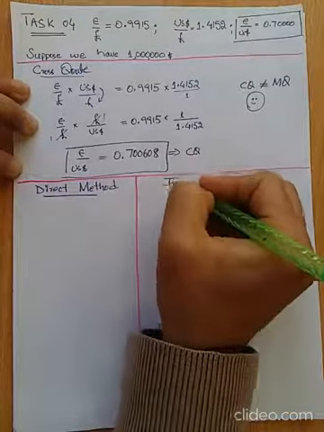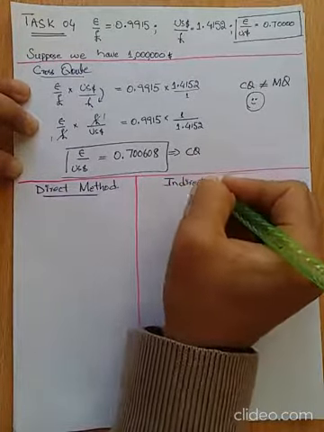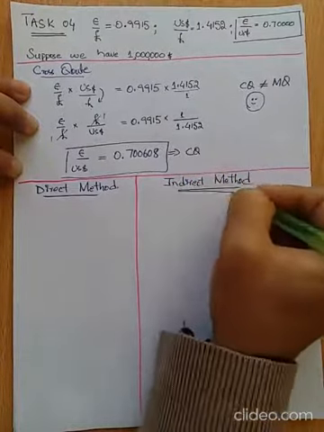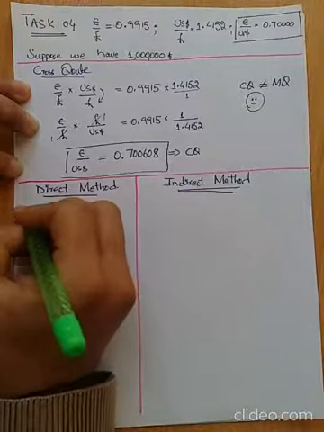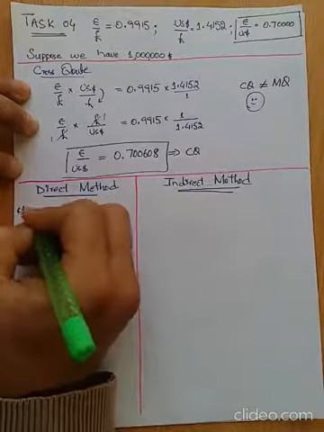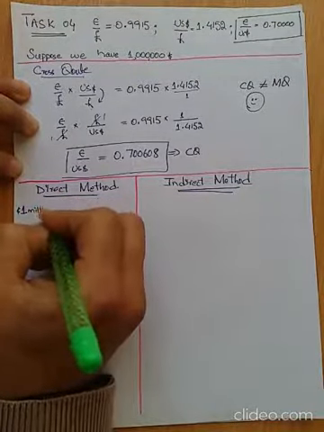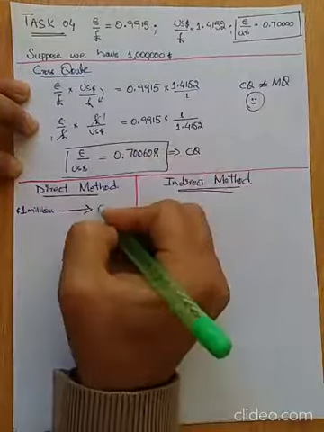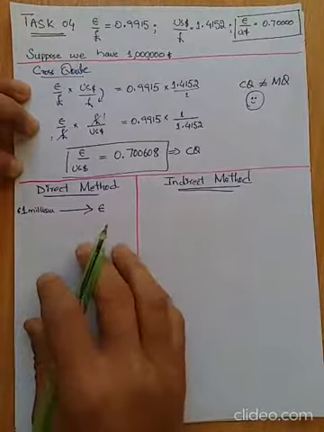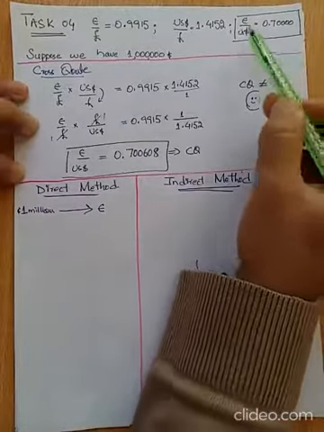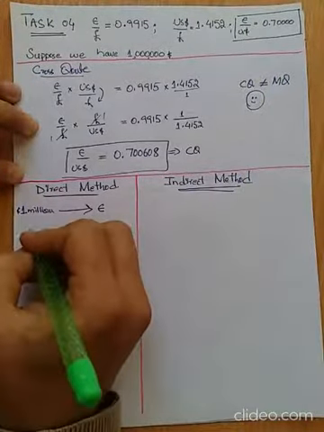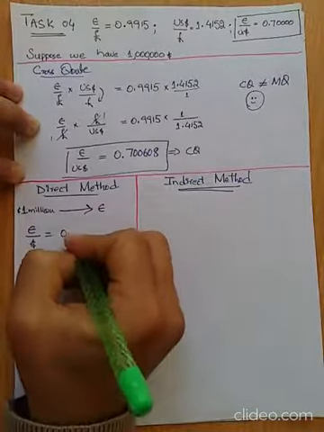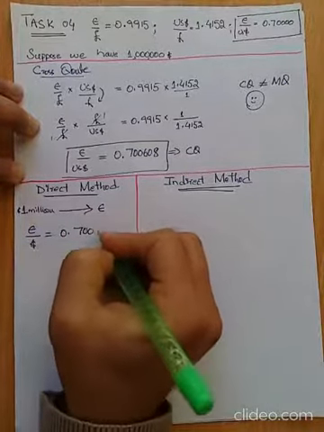and the indirect method. In the direct method, I will try to convert my $1 million directly into the euro. Okay, that's what I want to do. So this is the exchange rate, euro divided by dollar is equal to 0.7.